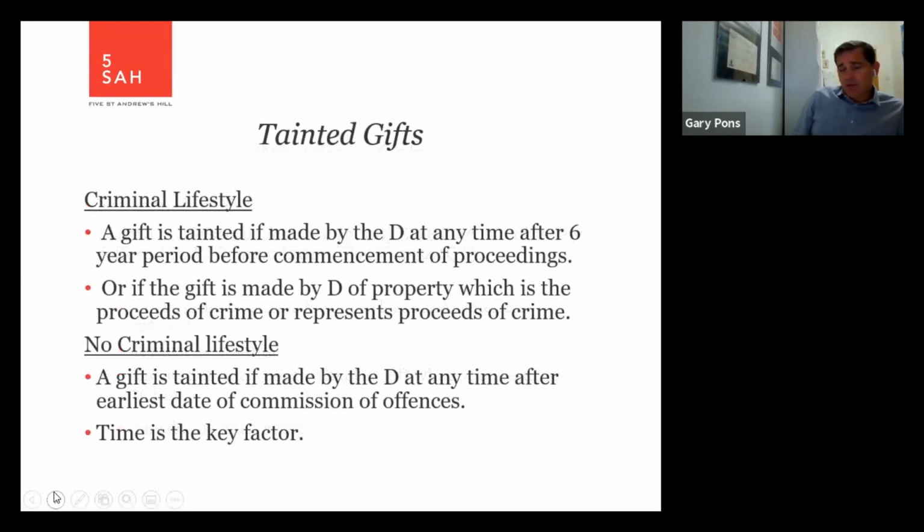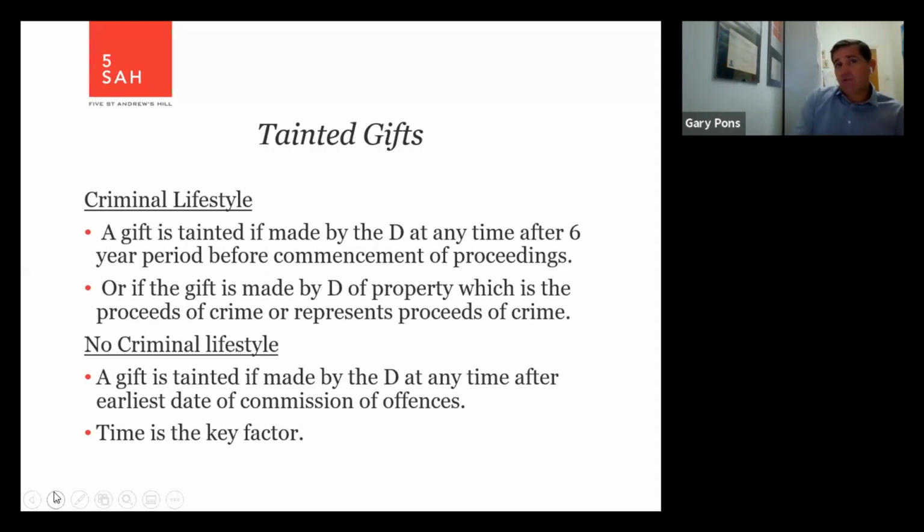In order to consider the question of whether the gift is a tainted one, there's a statutory test that's set out in sections 75 and 76 of the Proceeds of Crime Act. The statutory test of what is tainted focuses on the time that the gift is made, but does, as you'll see there, allow for situations where the gift is of the proceeds of crime.